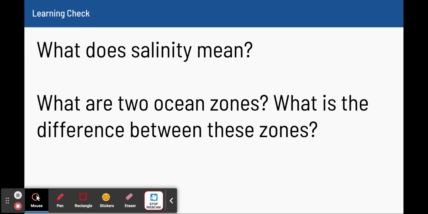For different parts of this video, we will have what's called a learning check, where we'll have questions here that you can note down your answers to in your notebooks. So for example, for the section that you just viewed, these two questions are your learning checks. What does salinity mean? And what are two ocean zones? What is the difference between these two zones? So what you can do now is pause the video and write your answers to these questions in your notebook. What will happen is we will come back to looking at these questions as part of your mastery check further down in your learning journey of this particular lesson.